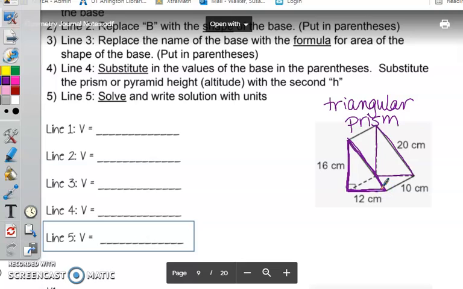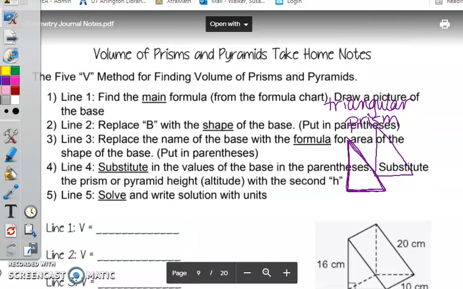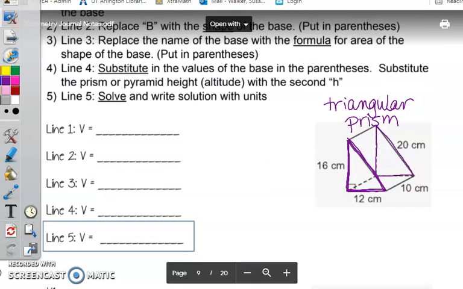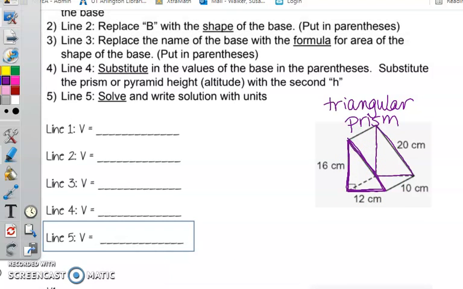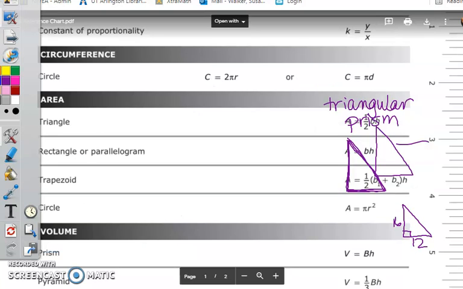Line 1 says, find the main formula, draw a picture of the base. We basically drew our picture of the base right there. Here is our base. Sometimes it's good just to have it out here. These are the numbers I'm going to need. I don't need that because I need it where there's a right angle. So we have a prism, and my formula is V equals big B H.